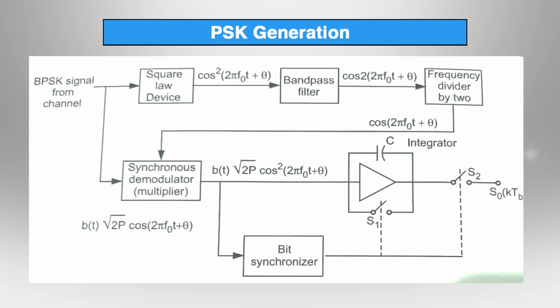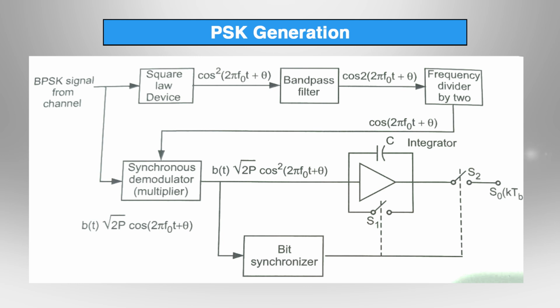A key drawback of the PSK system is ambiguity in the output signal. You can see figure number 4, which shows the block diagram of the PSK receiver, and it shows the generation of the carrier in the receiver. We start by squaring b of t, that is under root 2 P cos of 2 pi f of t plus theta. If the received signal is minus b of t under root 2 P cos of 2 pi f of t plus theta, then the squared signal remains the same. Therefore, the recovered carrier is unchanged even if the input signal has changed its sign.